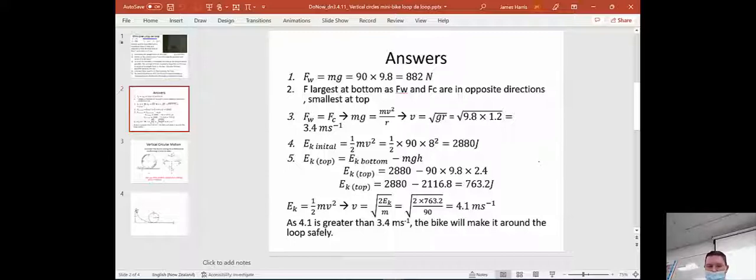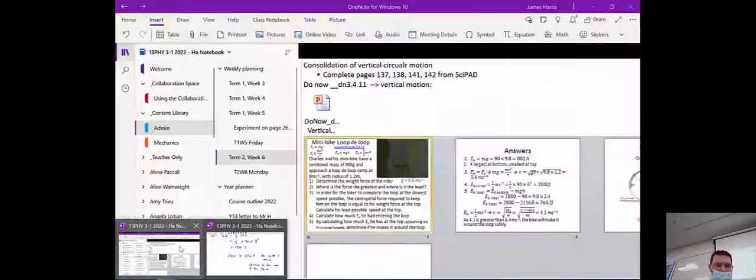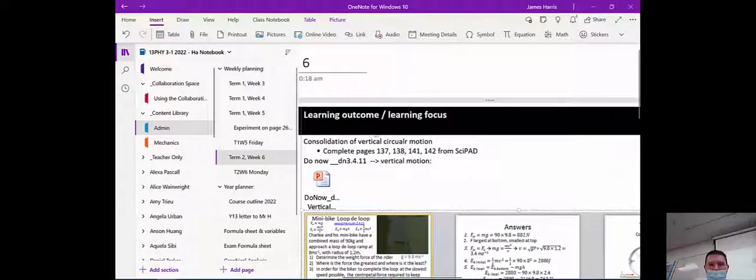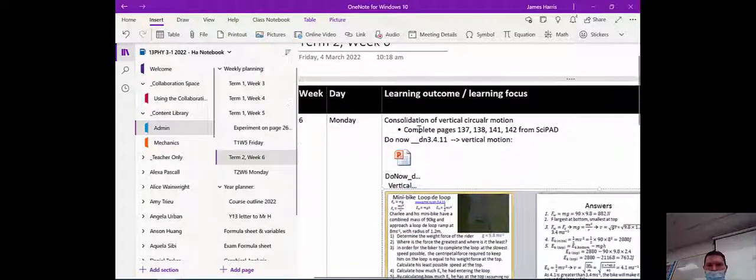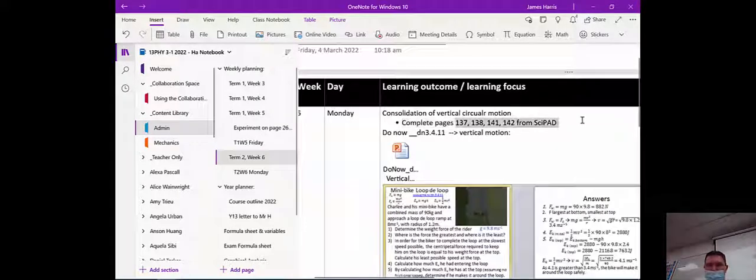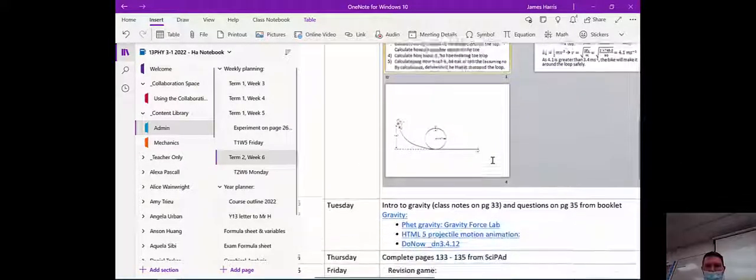Cool. So the rest of the work is on OneNote. Today, term 2, week 6, Monday, we're going to just be doing some consolidation from SciPad for the rest of today, and then tomorrow we'll see if we can look at gravity.